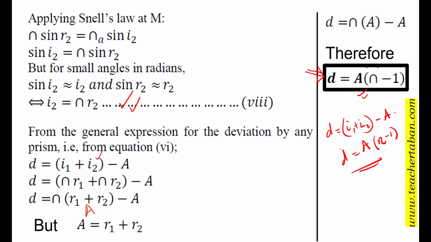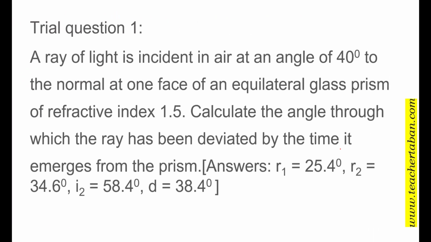So with this, let's try out some few examples before I give you an exercise. So in this question here, the question says that a ray of light is incident in air at an angle of 40 degrees to the normal at one face of an equilateral triangular prism of refractive index 1.5. Calculate the angle through which the ray has been deviated by the time it emerges from the prism. And we've been given those answers there. You can pause the video, try them out, and then we proceed. So let's do it together here and we see.